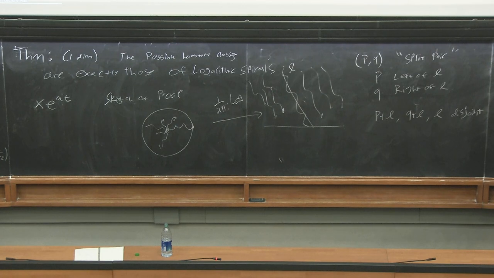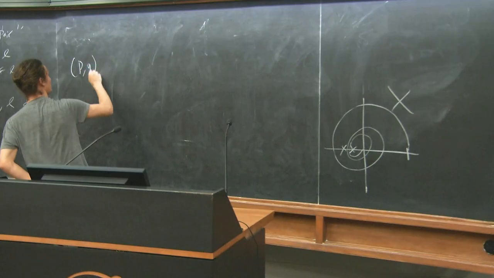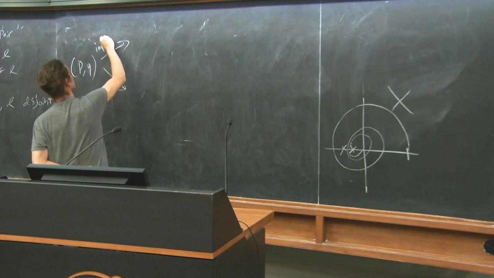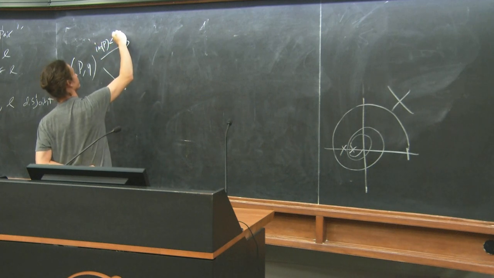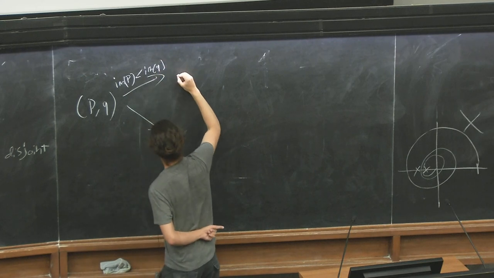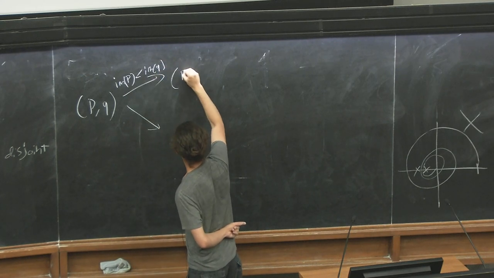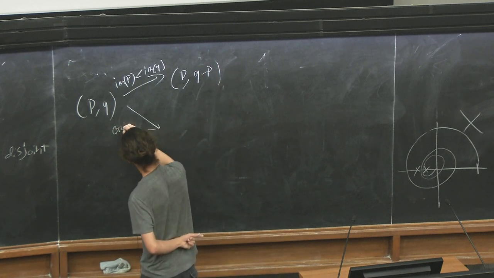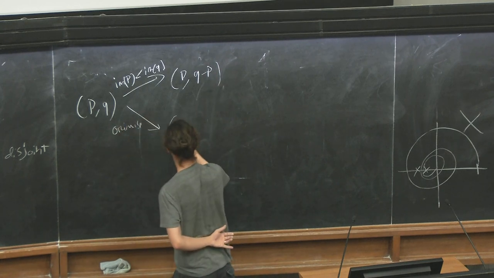So we have this operation that takes a PQ. And what we're going to do is if the imaginary part of P is less than the imaginary part of Q, we're going to subtract P from Q. So then it's going to become P, Q minus P. And then otherwise, it becomes P minus Q, Q.